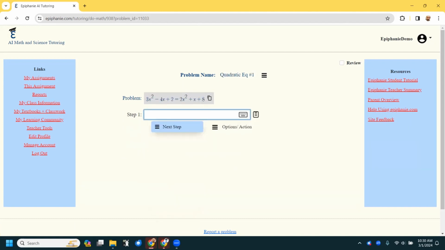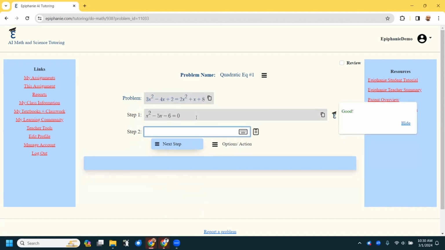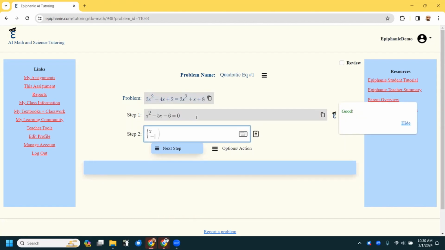All right. Next, we're on to a quadratic equation. And I want to show how we would handle a problem like this. So the first thing we're going to do is take everything and move it to the left side of the equation. We're going to subtract 2x squared from both sides, and we get x squared. We're going to subtract x from both sides, we get minus 5x, and subtract 8, and we get minus 6 equals 0. Let's continue from here. The next step we'll have is factoring this into x minus 6 times x plus 1.